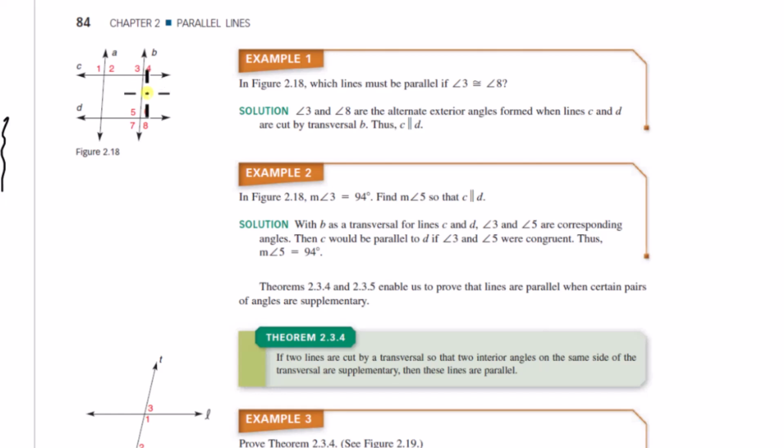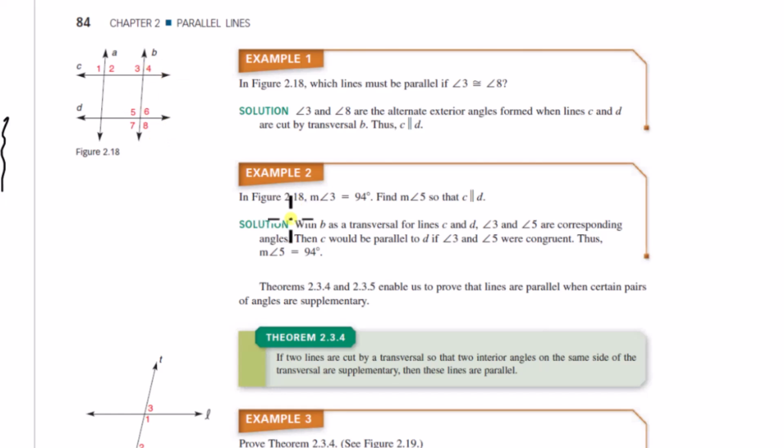So, okay, let's see. Again, angle 3 and angle 8. Upper left, bottom right, so they're not corresponding. Okay, we can see angles 3, 4, 7, and 8 are exterior. All right. And then they're on different vertices and opposite sides of the transversal, so they're alternate exterior angles. Well, we just saw with the last theorem that if you find that one pair of alternate exterior angles are congruent, then the lines are parallel. So there you go. C is parallel to D. B was the transversal.